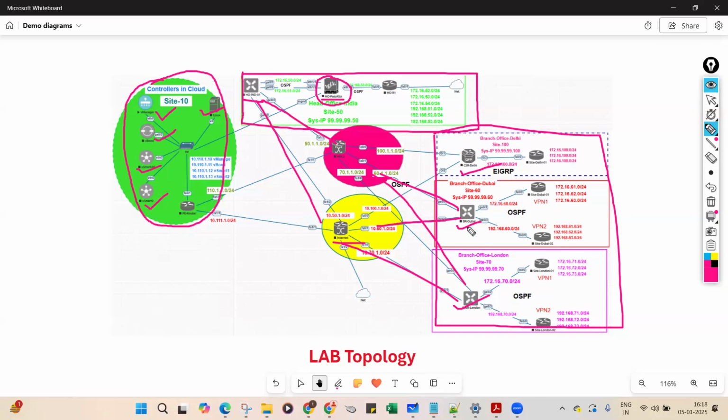So right from the scratch, we will be configuring each and every device from a day zero perspective, be it the SD-WAN devices or be it the LAN side, VPN side routers. We will be configuring it right from the scratch.